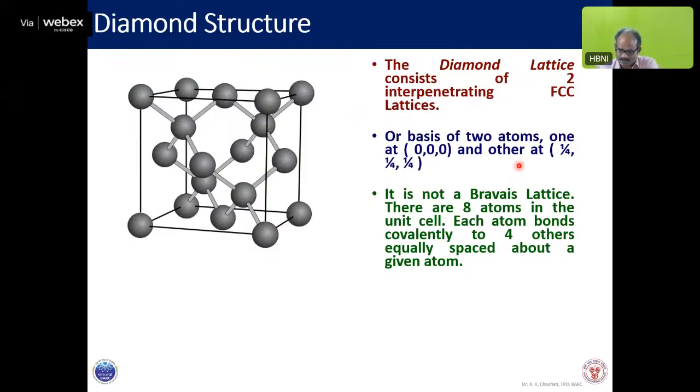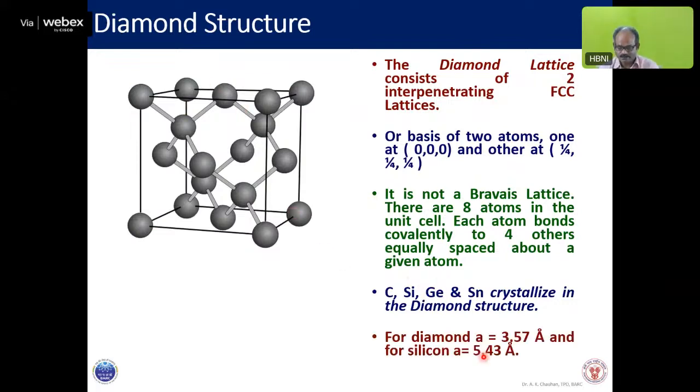So there are 8 atoms in the unit cell. Each atom bonds covalently to 4 other equally spaced atoms. And why is the diamond structure important? Because carbon, silicon, germanium, and tin crystallize in the diamond structure. So silicon, which is the most common material used in all devices, or germanium, which is also a very important material, crystallize in this structure.